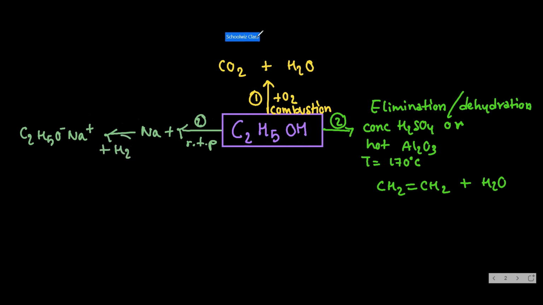The observation will be effervescence of a colorless gas that will cause a pop sound when a lit splint is placed next to the test tube. Now, this chemical has to be named properly, so this is called sodium ethoxide.